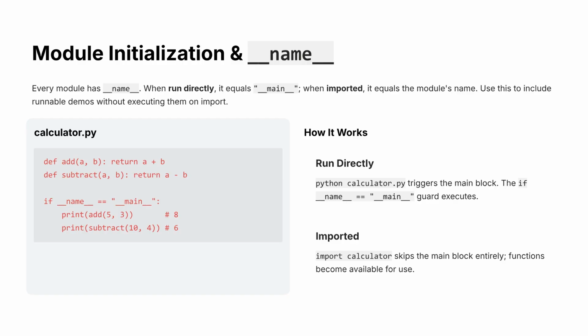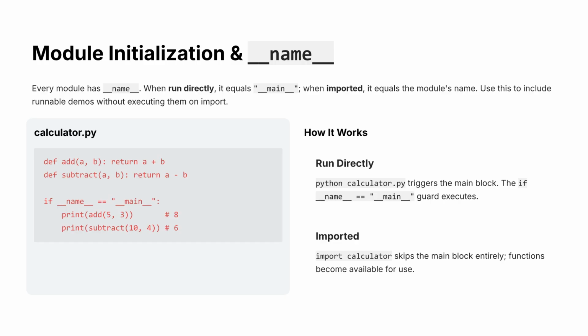That way, your functions are always importable, but the demo or test code at the bottom only fires when you run the file directly. It's a small thing, but it's one of those Pythonic habits that separates clean code from messy code. Alright, that's a wrap on Python modules.